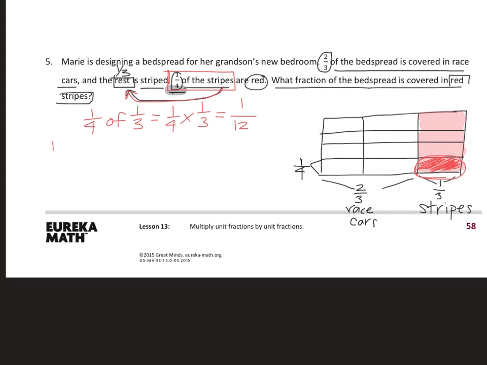So now here's our sentence, 1/12 of the bedspread is covered in red stripes. All right, nice job, fifth graders. Make sure you have that sentence with a punctuation at the very end.